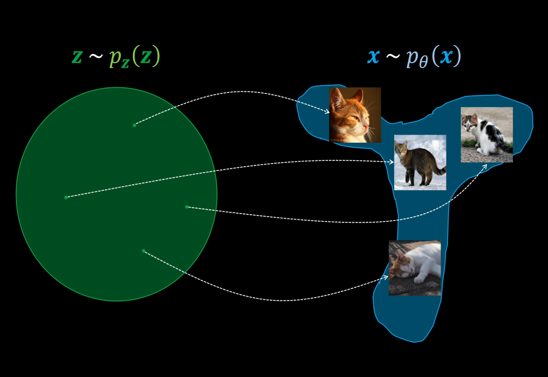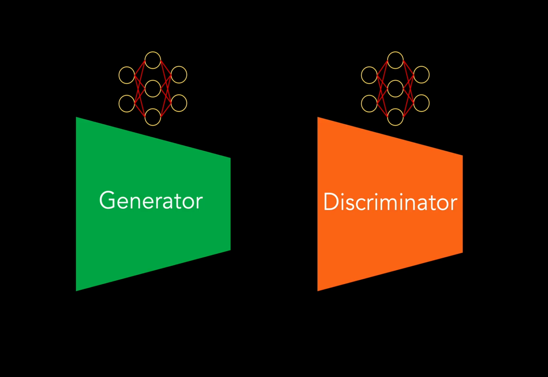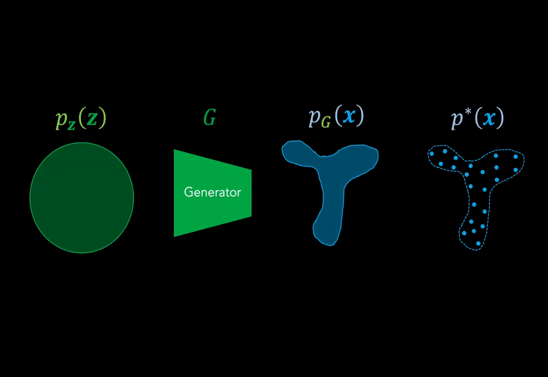So how does a GAN work? Well, basically, as we've mentioned, we have two models, a generator model G and a discriminator model D, both typically built as deep neural networks. Our generator maps our noise distribution in latent space to some generated distribution in data space, PG, which we want to align as closely as possible with our target distribution P star.